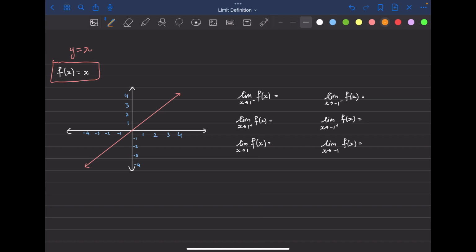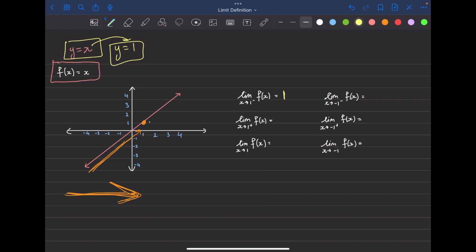So if I ask you, what is the limit as x approaches 1 from the left side? When you see this small negative sign, you want to think about coming from the left. So you want to go from left to right, from the negatives to the positive. What is the limit as x goes from the left side to 1? You have to follow this line, so you go up from left to right and stop at 1. What is this point? It's equal to 1, because when x is 1, y is 1. We know that from the function. So here we know that this is 1.